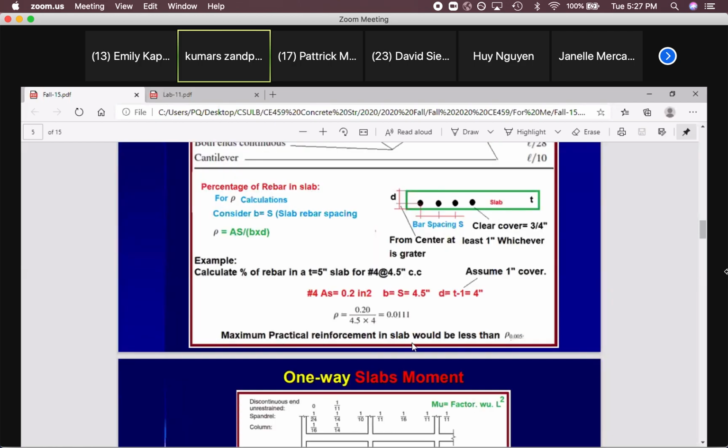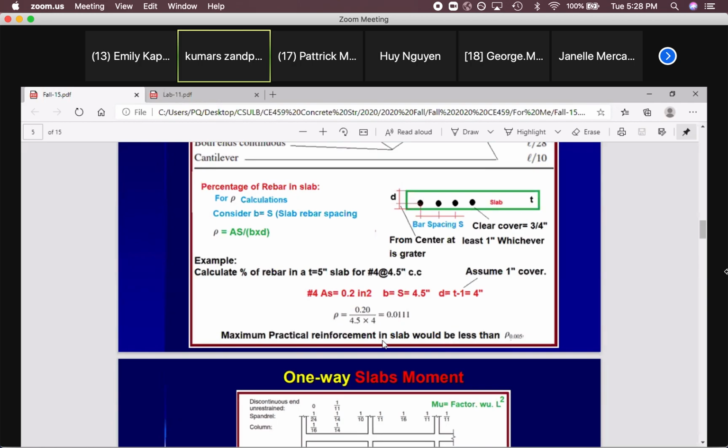The maximum percentage of reinforcement in a slab would be less than rho with epsilon 0.05. You can remember this from beam design: rho balanced, rho at 0.004, rho at 0.005. How to calculate it? You can calculate that. Instead of epsilon s, you should consider 0.005 in that equation. That's your maximum rho.